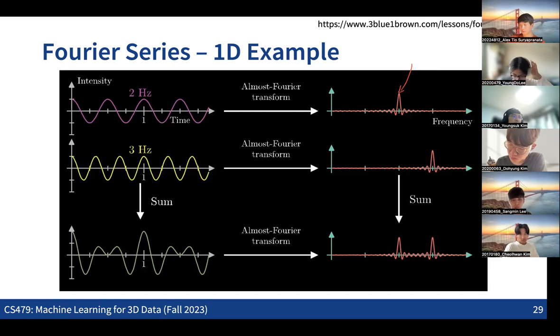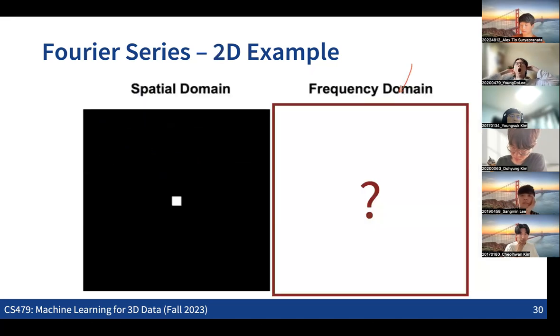Especially when the input function is smooth, not having high frequency components, it becomes much easier to approximate the input function with a subset of low frequency functions. So that's the very basic idea of the Fourier transform. And the same idea can be applied not only to functions in one-dimensional space, but also in two-dimensional or arbitrary dimensional spaces.